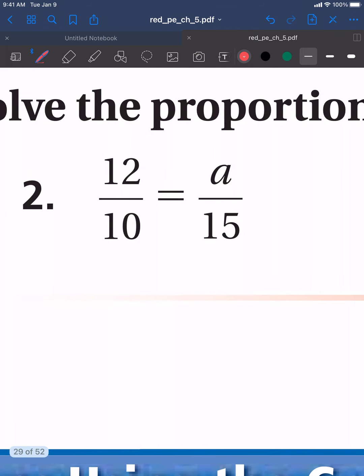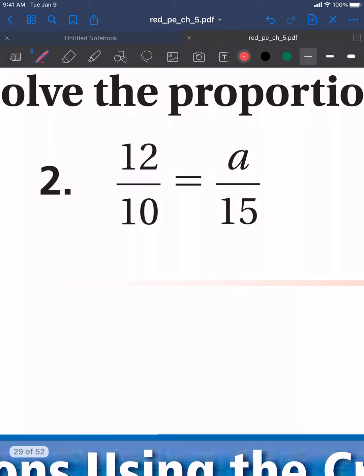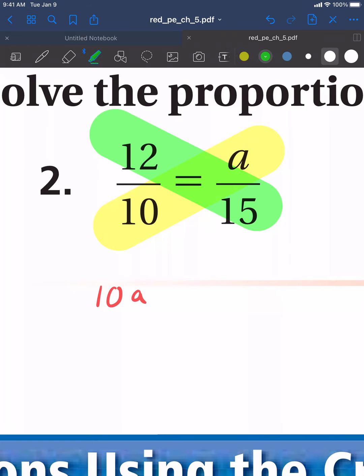Let's do another example. 12 over 10 is equal to A over 15. They're set equal. I'm going to go ahead and cross multiply. Doesn't matter which one you go to first. I'm going to do the 10A. 10 times A is 10A. Okay, and now I'm going to multiply the other one, which is 15 times 12. All right, so let me grab my green highlighter. 15 times 12, when you do that, you get 180.